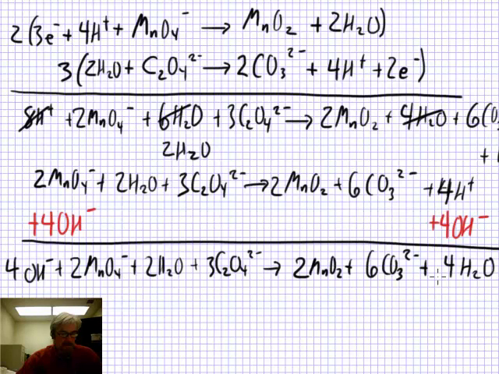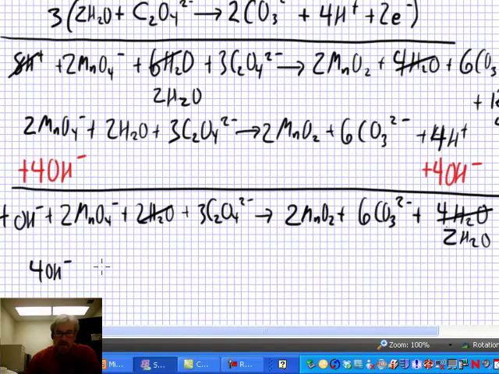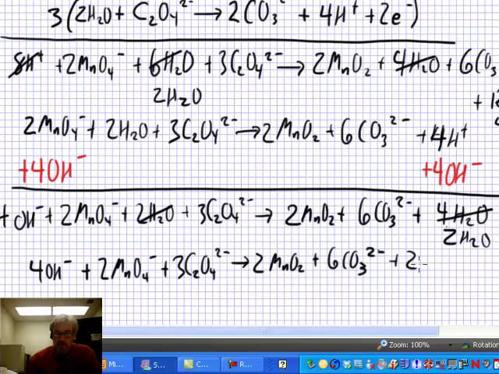Then the next thing I want to do is cancel away anything that appears on both sides, and this will often happen when you do this last step. Water is commonly on both sides. So I have 4 H2O on the right, I have 2 H2O on the left, and I can clean this up by just subtracting 2 waters from both sides. So my overall balanced chemical equation is now 4OH minus, and it's okay to have OH minus because that's what would be present in a basic solution, plus 2 permanganate plus 3 oxalate produces 2 MnO2s, 6 carbonate, and 2 waters.